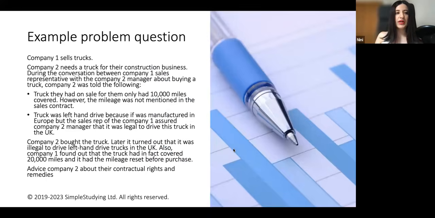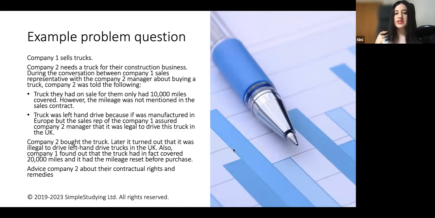Example problem question. Company 1 sells trucks. Company 2 needs a truck for their construction business. During the conversation between Company 1's sales representative and the Company 2 manager about buying a truck, Company 2 was told the following. The truck they had on sale for them only had 10,000 miles covered. However, the mileage was not mentioned in the sales contract.